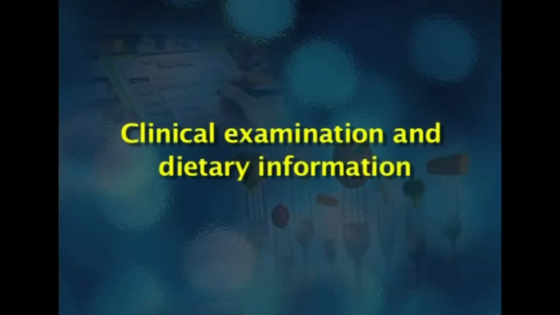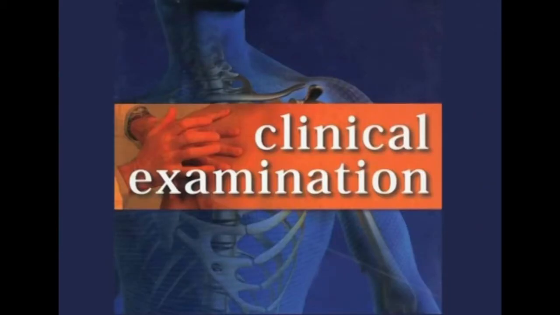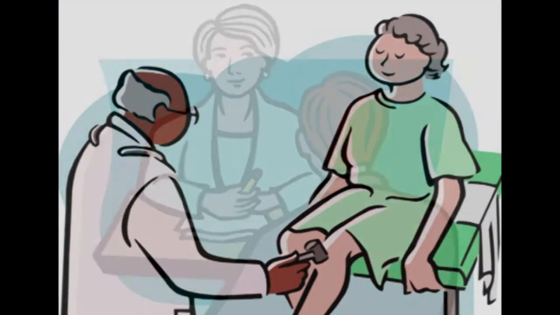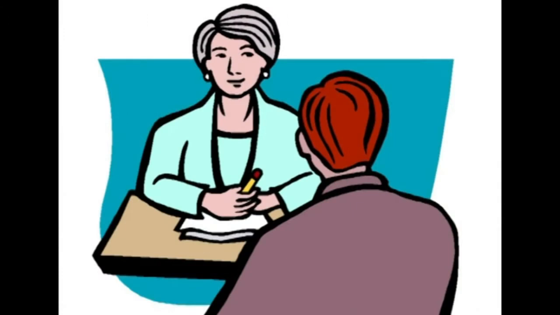Now we will see how clinical examination and dietary information affect the nutritional status of an individual. Clinical examination assesses the various levels of health of an individual or of a population group in relation to the food they consume. It is the simplest and most practical method.